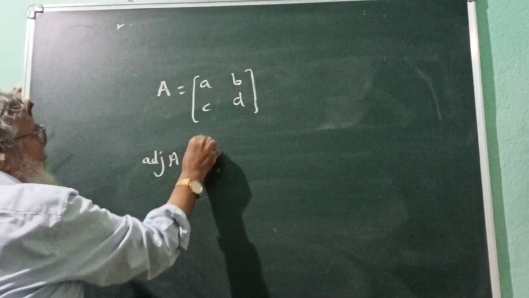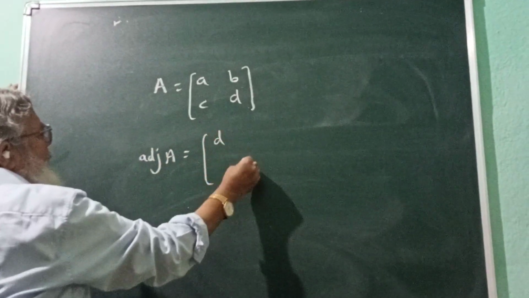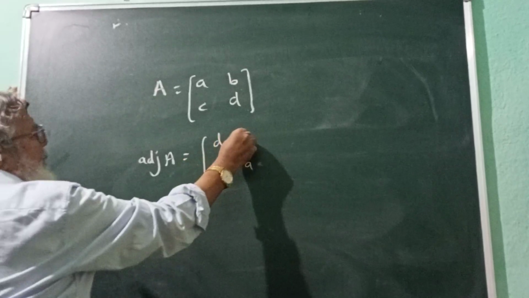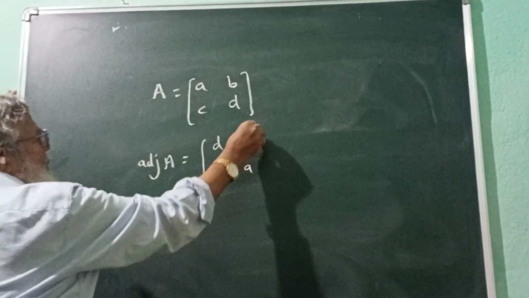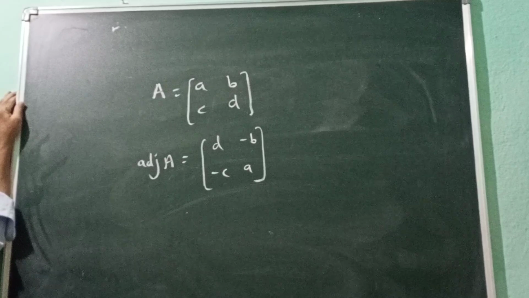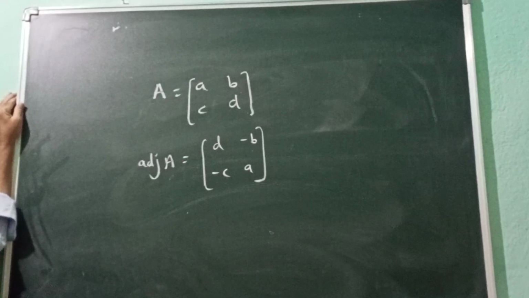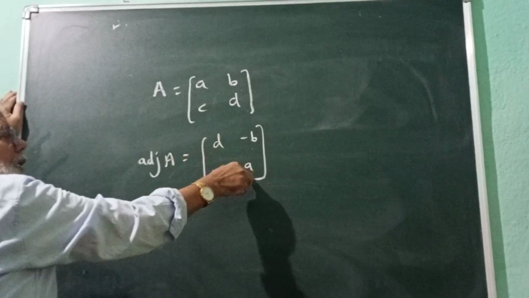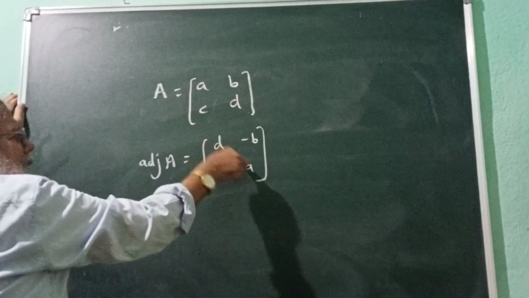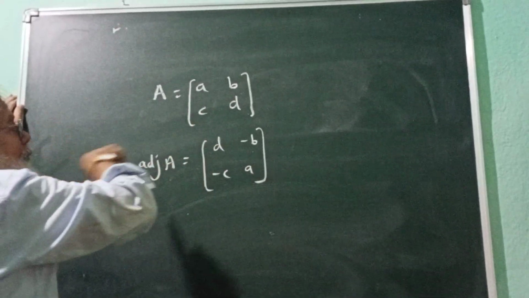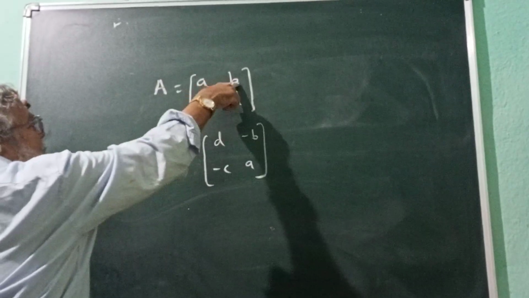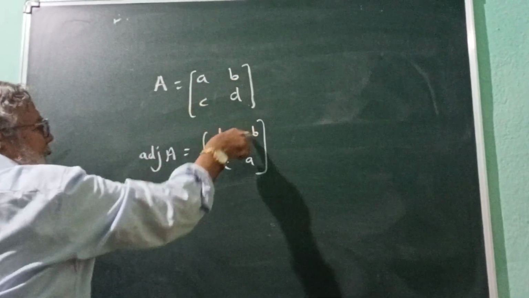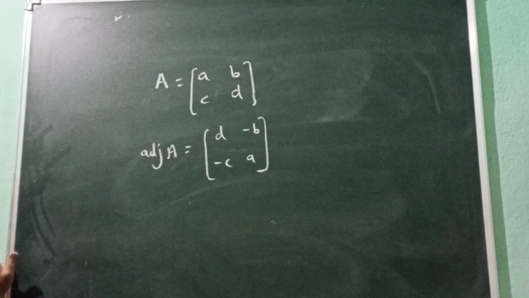That is, here what we do is we write D, and here it is minus B minus C. Look here. What we have done here? Here we have interchanged the element on principal diagonal, A D, D A. And we have changed the sign of the secondary diagonal. Automatically it gives the adjoint.